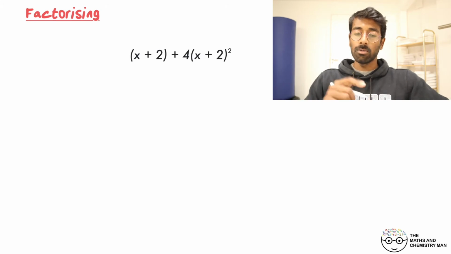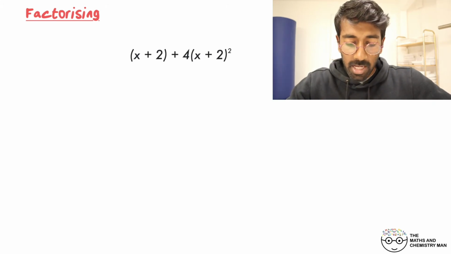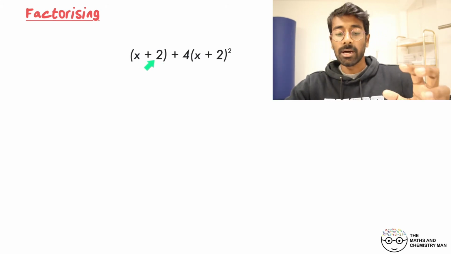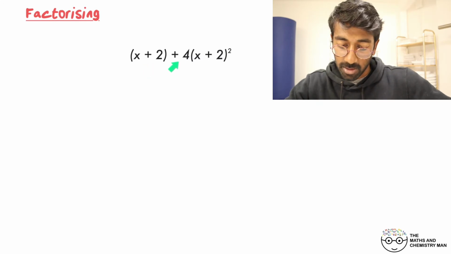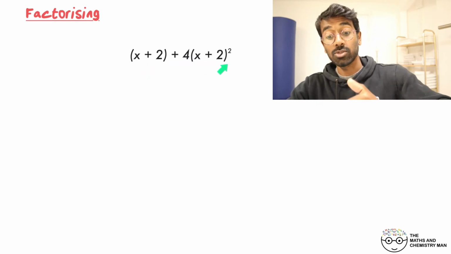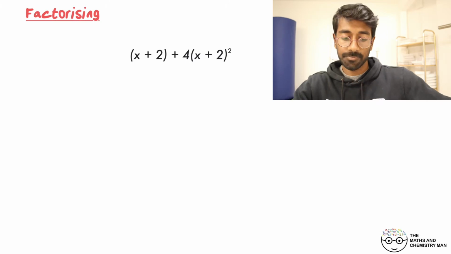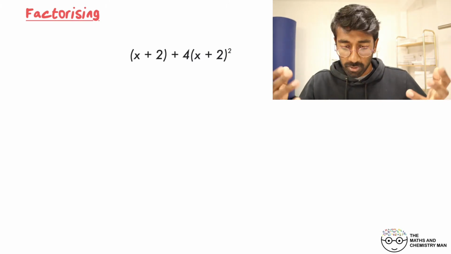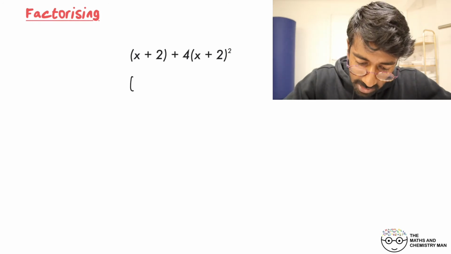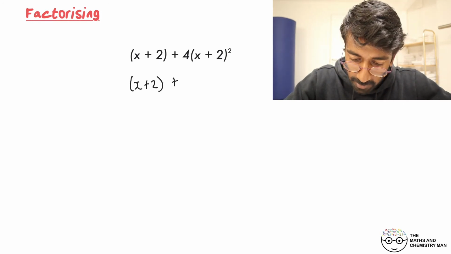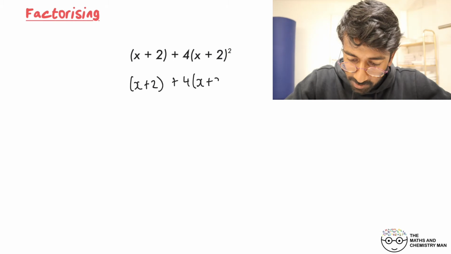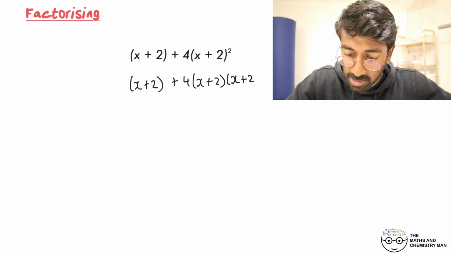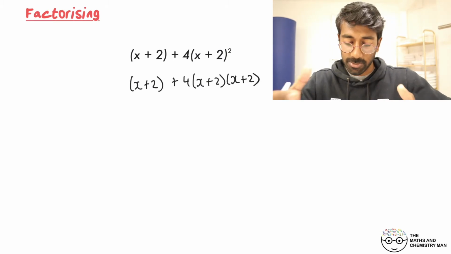Okay, now this is a little bit more tricky. Can you see we've got a bracket here? We've got x plus 2 in a bracket. We've then got plus 4 and then x plus 2 again in a bracket squared. So what you've got to understand is you can factorize whole brackets out of things as well. So this is pretty much the same as writing x plus 2 here and another x plus 2 because it's squared, right? So you can write the bracket out twice.